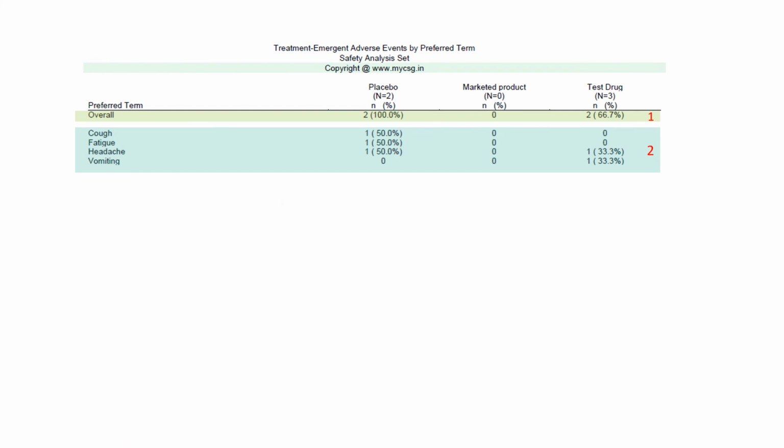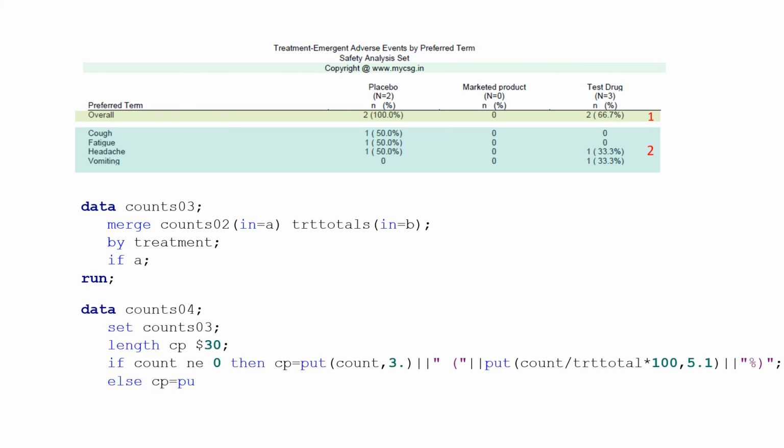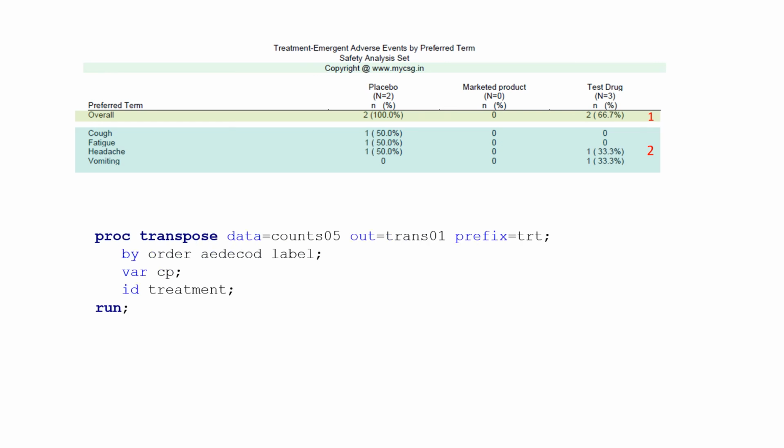We then need to calculate percentage and concatenate the counts and percentages together. We can achieve this by merging treatment totals to the event totals at treatment level and then calculating percentage and concatenating it with counts to create a single variable. We then need to restructure the data such that a separate column is created for each treatment. This can be achieved using PROC TRANSPOSE. And then we generate the report using PROC REPORT.